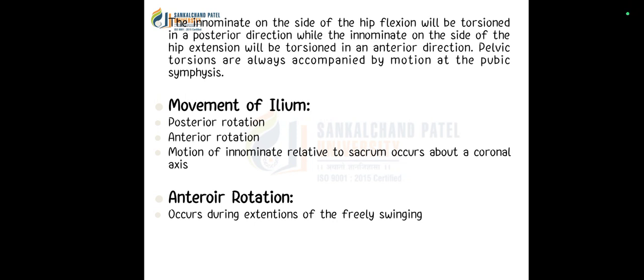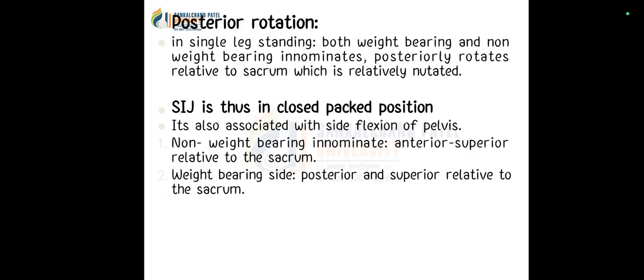Movement of the ilium, posterior rotation and anterior rotation, is motion of the innominate relative to the sacrum occurring about a coronal axis. Anterior rotation occurs during extension of the freely swinging leg. Posterior rotation: in single leg standing, both weight bearing and non weight bearing innominates posteriorly rotate relative to the sacrum, which is relatively neutral. The sacroiliac joint is thus in the close packed position. It is also associated with side flexion of the pelvis: the non weight bearing innominate moves anterior and superior relative to the sacrum, and the weight bearing side moves posterior and superior relative to the sacrum.